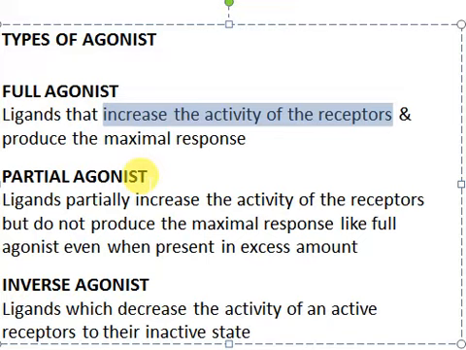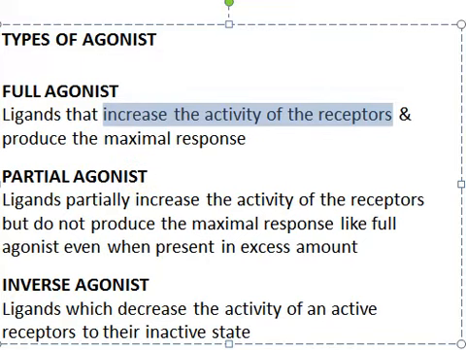The third category of agonist is the inverse agonist. What is an inverse agonist? Inverse agonists are the ligands which bind with the receptor and decrease the activity of the receptor. Full agonists and partial agonists were increasing the activity of the receptor, while the inverse agonist decreases the activity of the receptor.